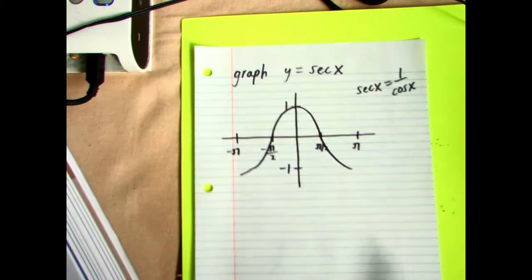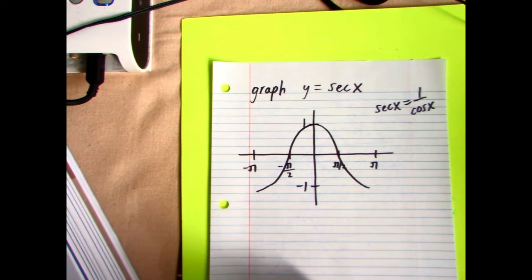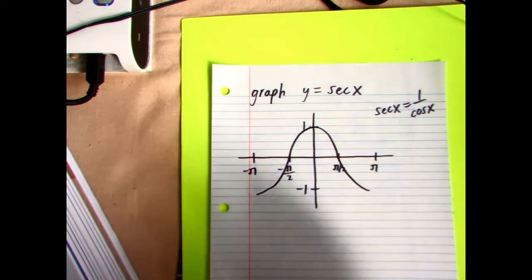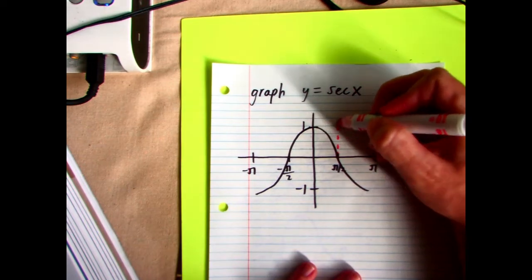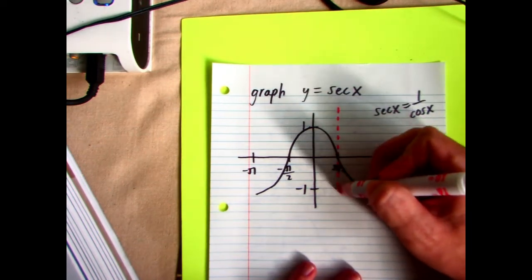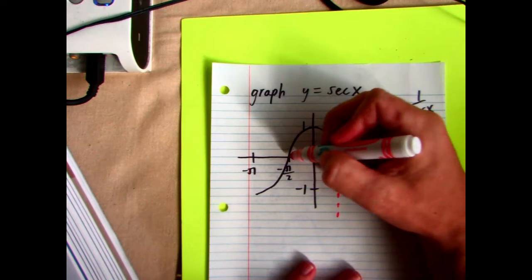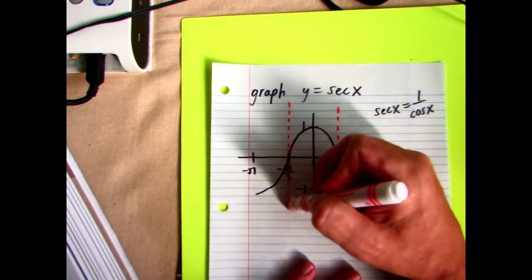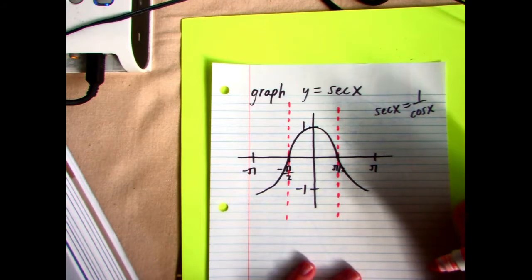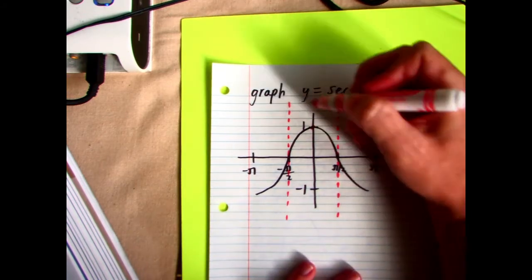So let's look back to our cosine graph. When does it equal 0? When the cosine graph equals 0, that's when you're going to have a vertical asymptote for secant. So here I'm adding my vertical asymptotes when cosine is 0.